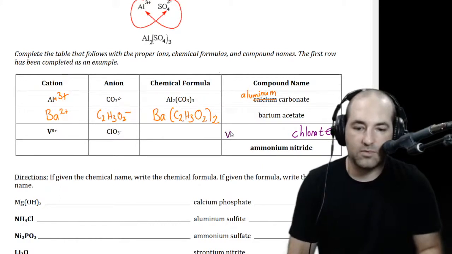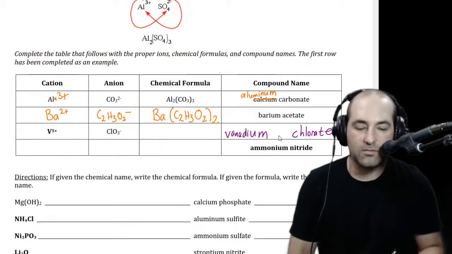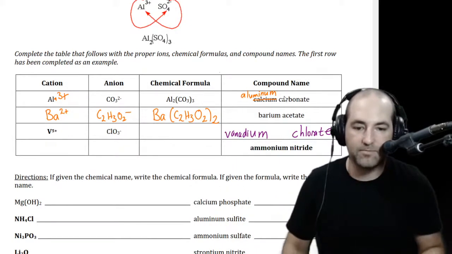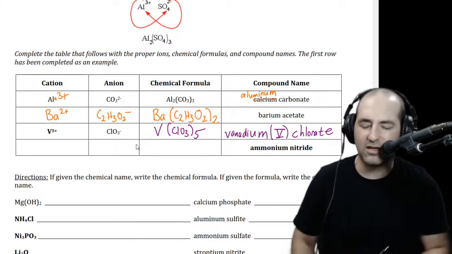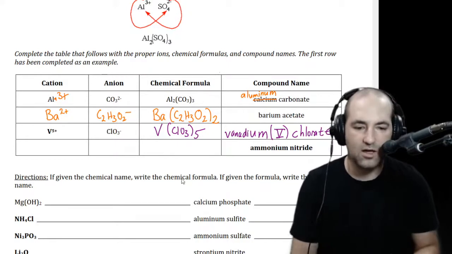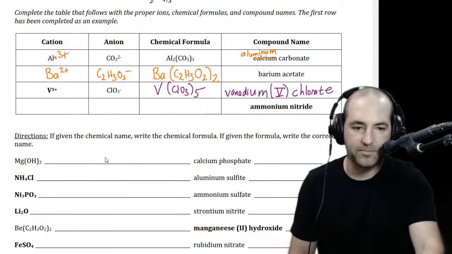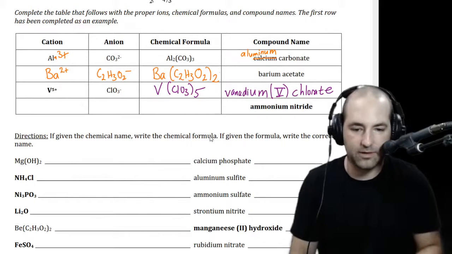And then vanadium is V. And that one is in the middle of the periodic table. It's like right around there. And so therefore we need to specify the charge. In this case, it's 5. And then when we put this together, we want one of these for 5 of these. So this is going to be V(ClO3)5. And I should check that. I'm not sure that compound actually exists. I'll need to check that. But that's how you would do it.